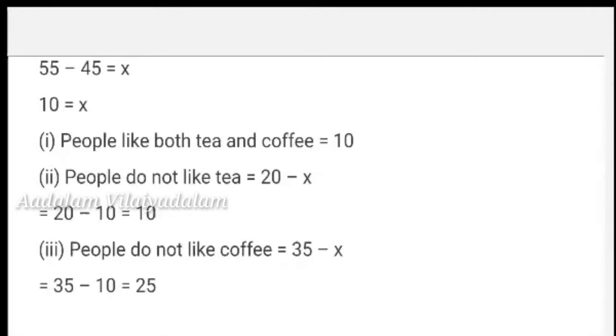And people who do not like tea is equal to 20 minus X. From the diagram we can write that who do not like tea means we just avoid the tea circle and go for the other event, that is 20 minus X. Now people who do not like coffee, in the same way, we separate the other event, that is 35 minus X. If we substitute 10 in 20 minus X we get 10. The same way, here if we substitute in 35 minus X we get 25. With this the fifth sum gets over.